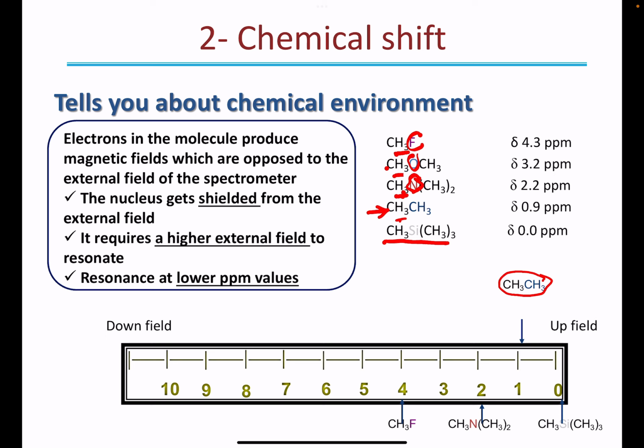This is why when we have the nitrogen, you're going to have the chemical shift a bit shifted to the left, so more like 2.2 parts per million, and then when you have the oxygen, it's 3.2, and when you have the fluorine attached to it, it's 4.3. So the more electronegative the atom attached to the carbon, which is next to the hydrogens or the protons that give you the signal, the more deshielded the protons and the more the signal is going to be to the left.